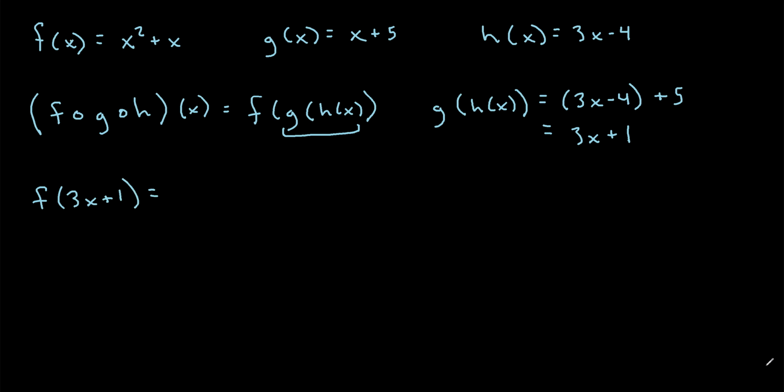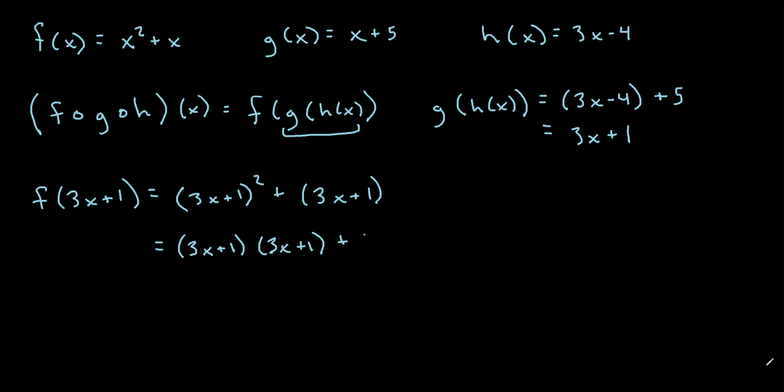So now, looking at this f of x equation, wherever we see an x, we want to replace that with 3x plus 1. So instead of writing x squared, we're going to write 3x plus 1 squared. And instead of writing plus x, we'll say plus 3x plus 1. So now we can evaluate this. So 3x plus 1 squared, we can write that as 3x plus 1 times 3x plus 1. And then we still have this plus 3x plus 1 out here at the end.